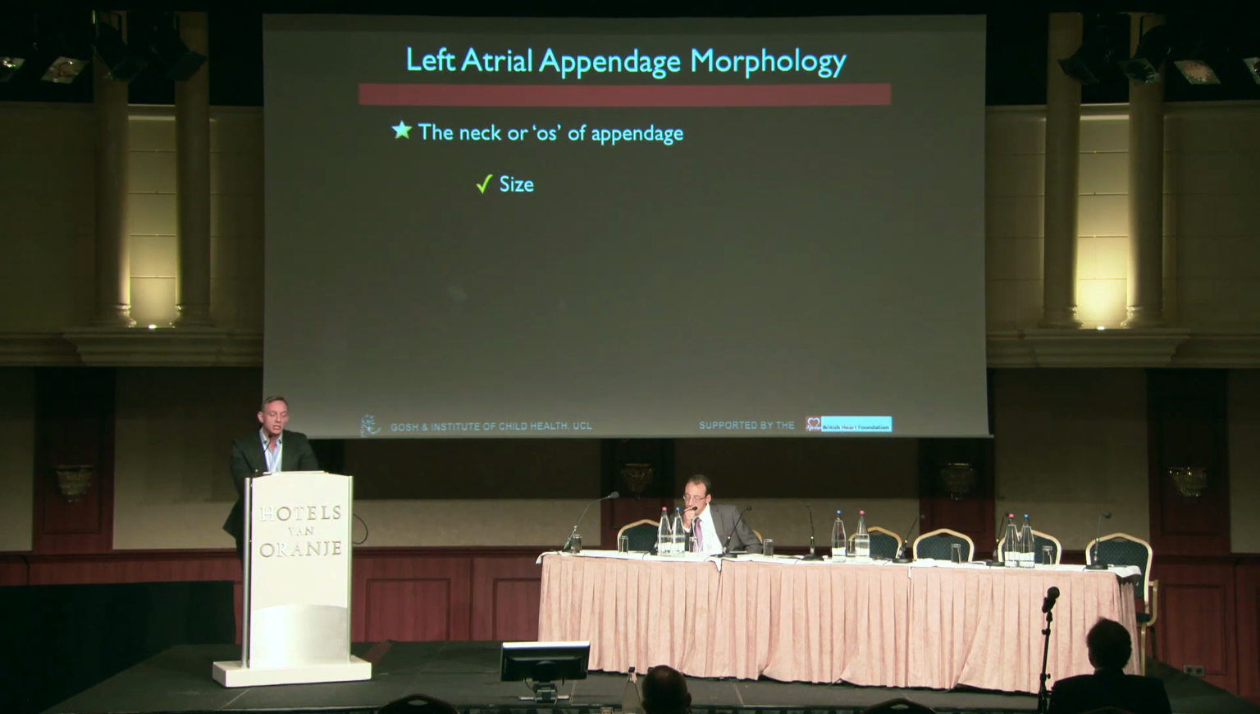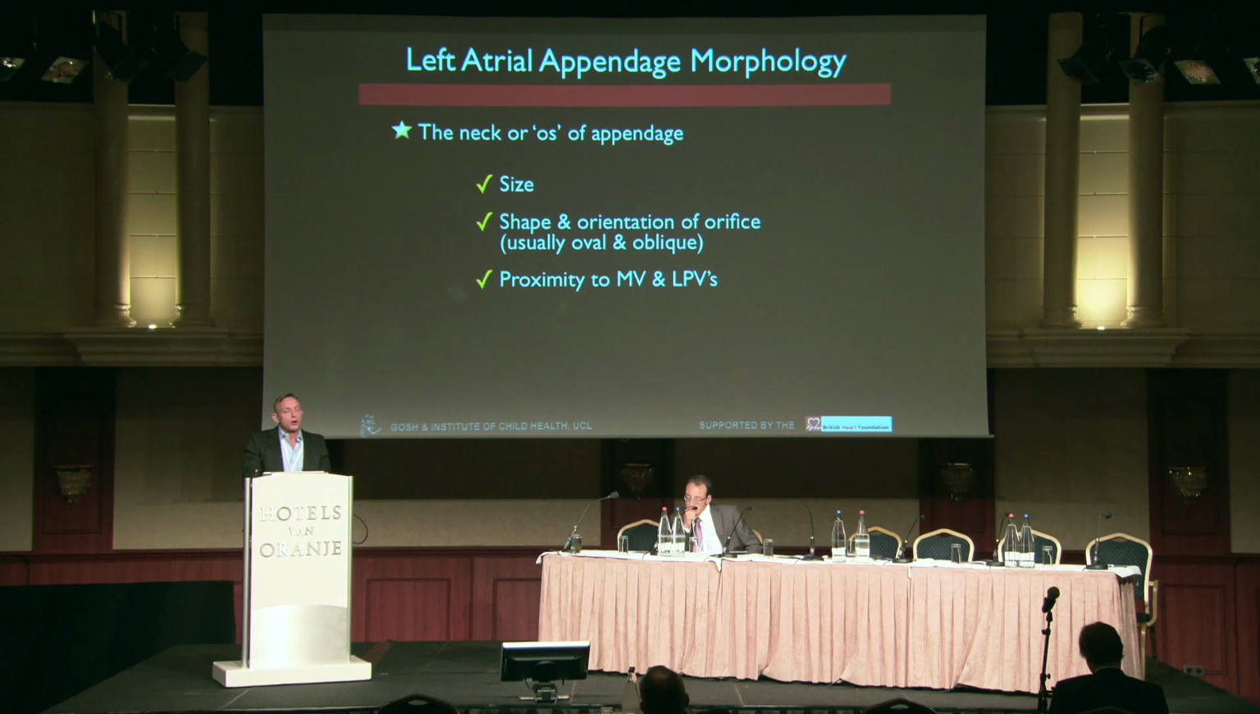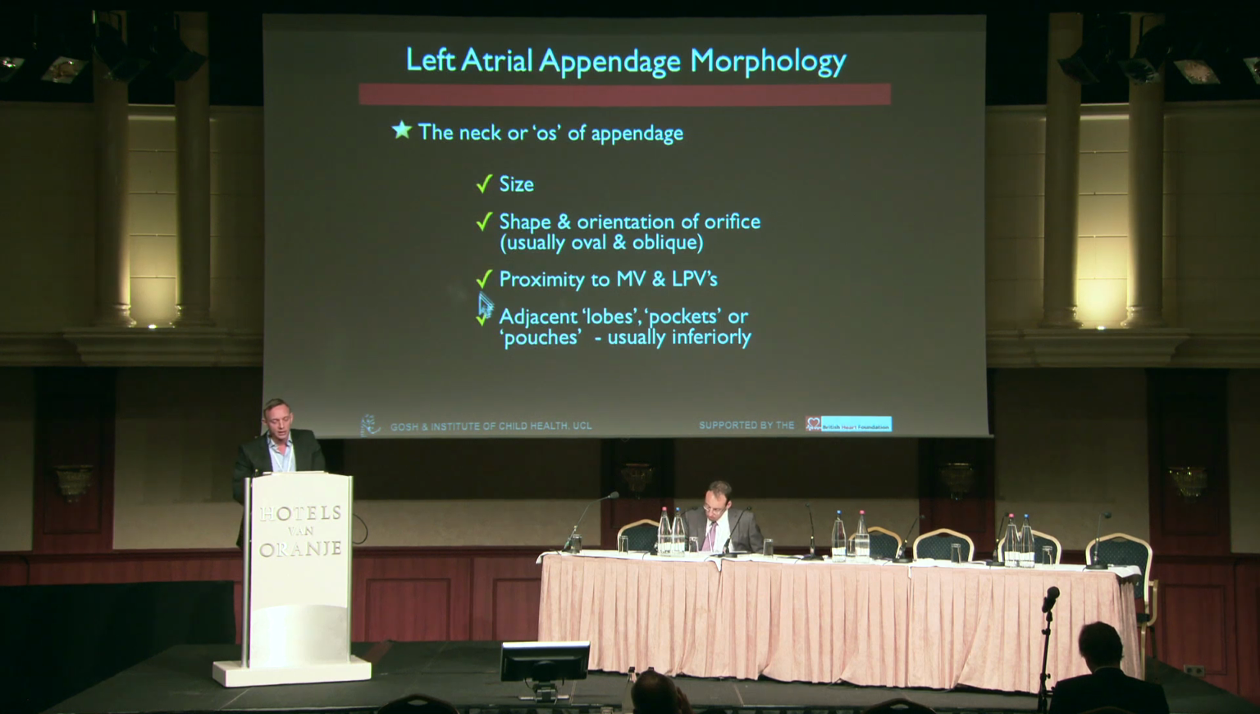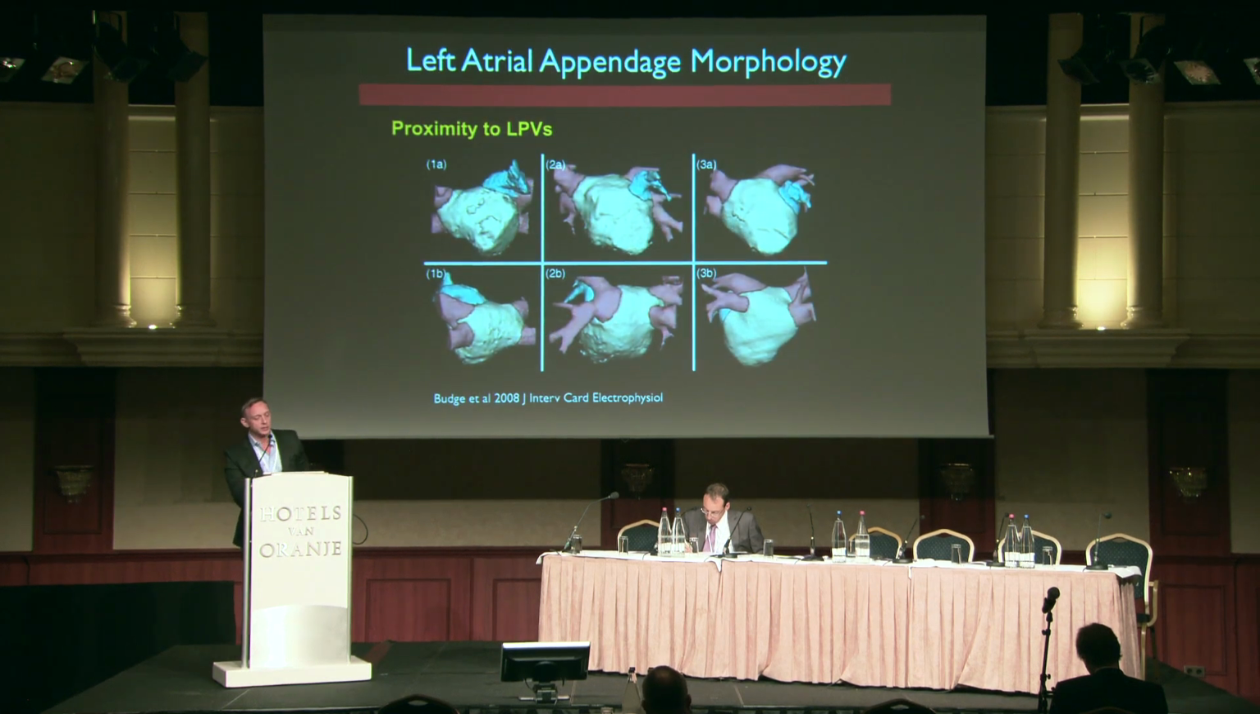So the variations that you might see in the os are the size, clearly, the shape, which we've said is usually oval and oblique. The proximity of the os to the mitral valve and the left pulmonary veins can vary very slightly. I'll show you some examples of that. But also important to recognize whether or not there are additional pockets or openings or lobes, if you like, next to the true os of the appendage.